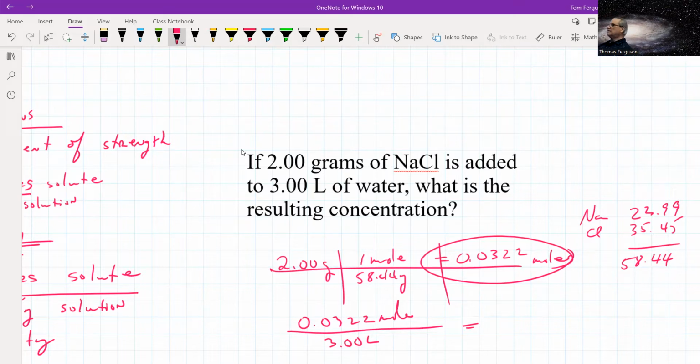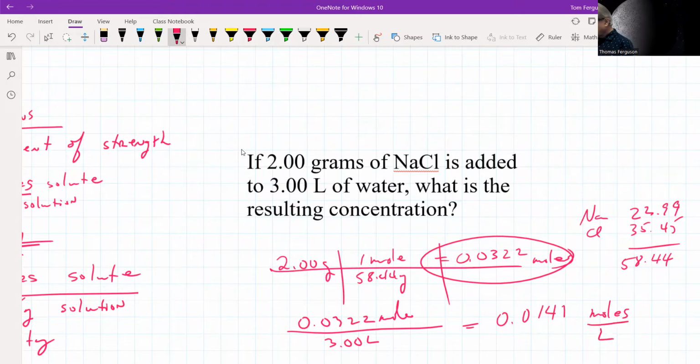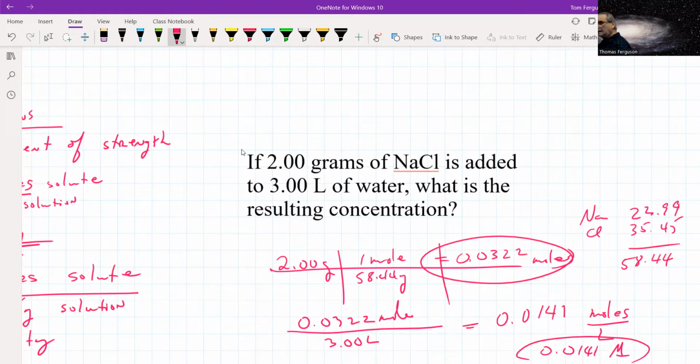And we don't want per 3 liters, we want it per 1 liter. Now you can take this and stick it there if you want to do this in one step. Some people like multiple steps. Does this make sense? Now this is dry sodium chloride, dry.